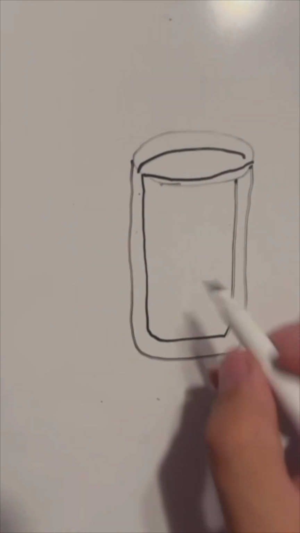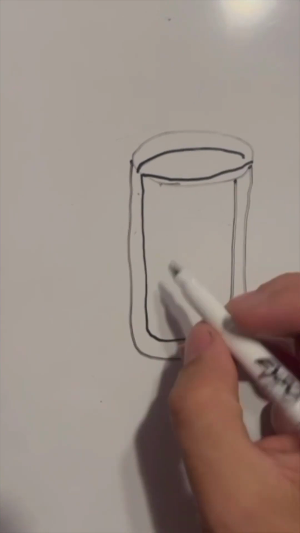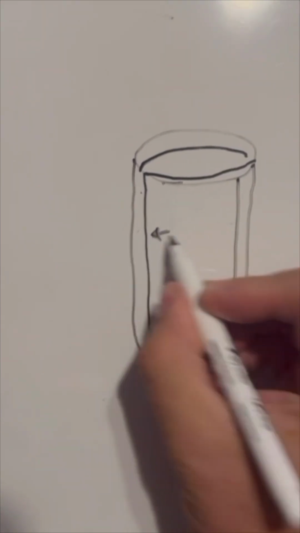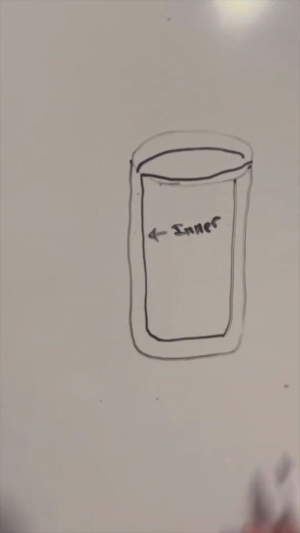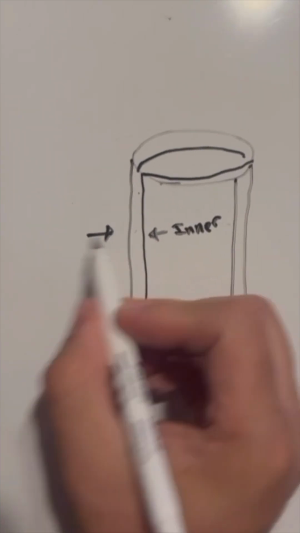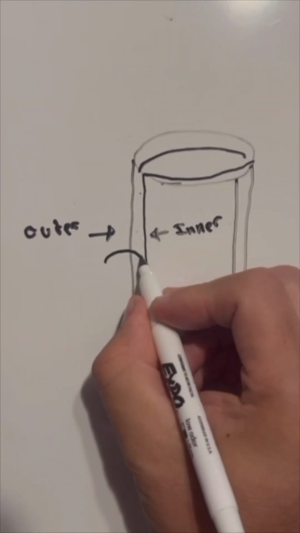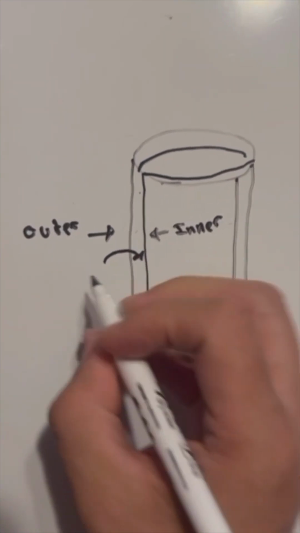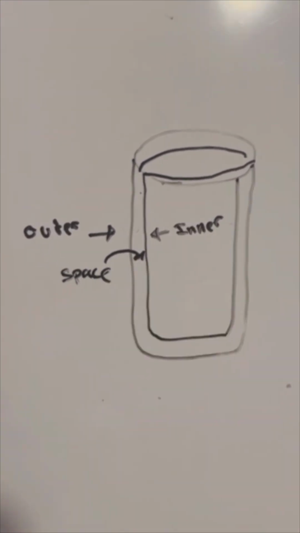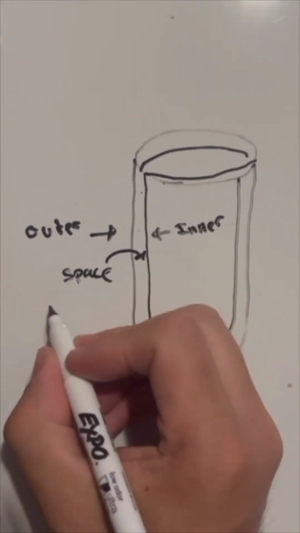Okay, so you have two layers, and these layers are both stainless steel. You have an inner layer, I'll call that inner, and then you have an outer layer, okay? Now, in between those layers, you have an empty space, so we'll just call it space. And that space is vacuum sealed.